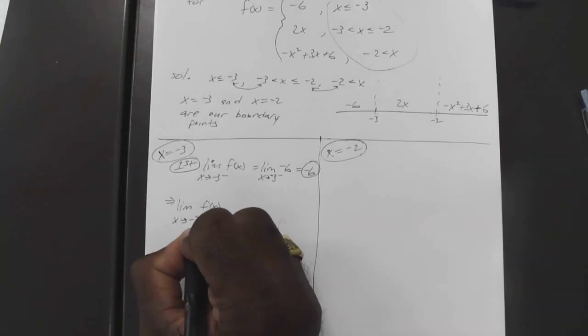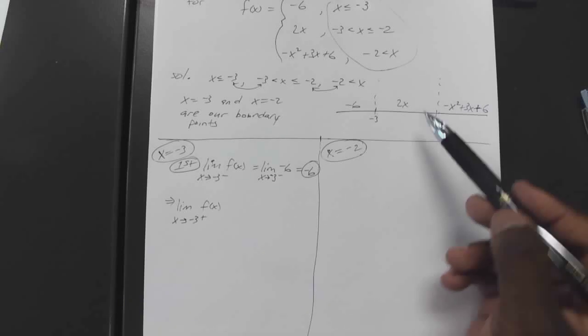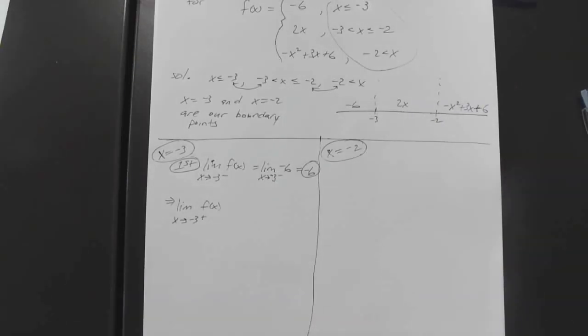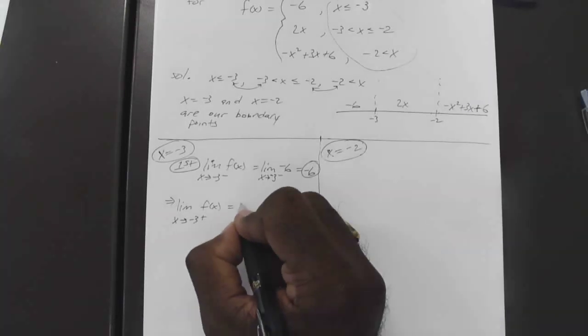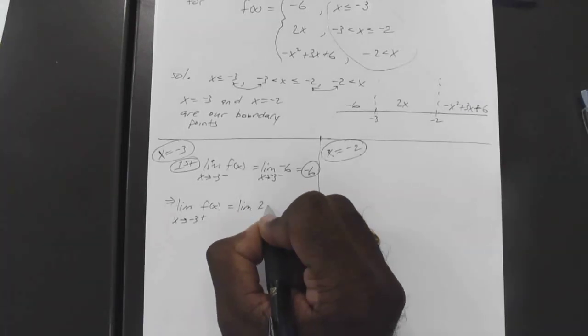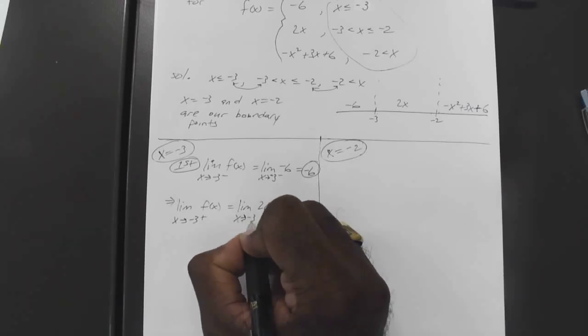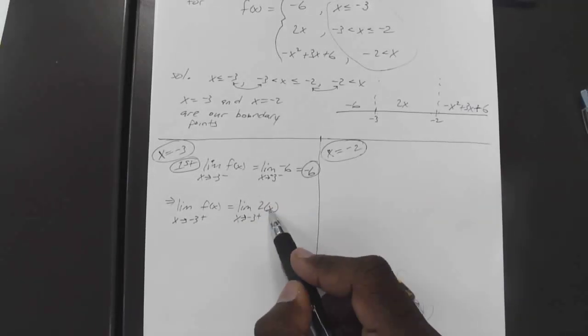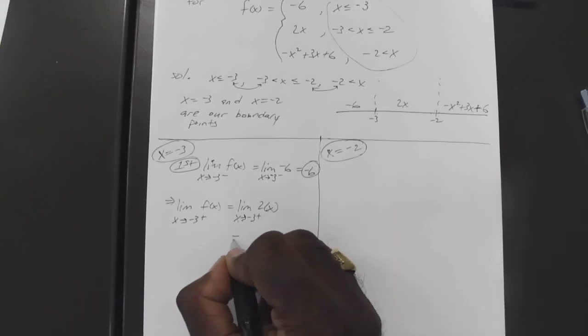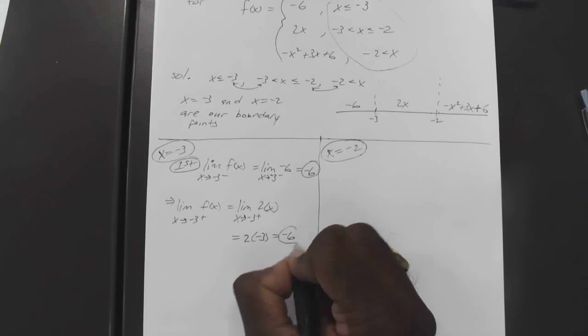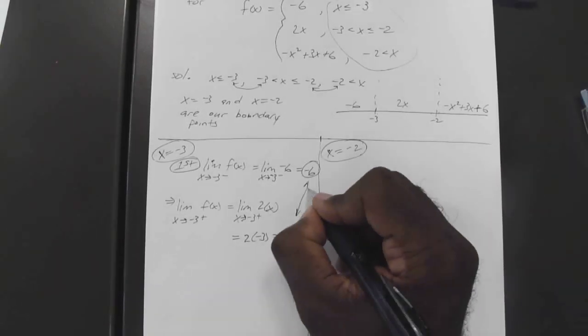As x approaches -3 from the right, your f of x is 2 times x. So the limit of 2 times x as x approaches -3 from the right: just plug in your -3. You end up with 2 times -3, which again is -6. Okay, so these match, so we can keep going.